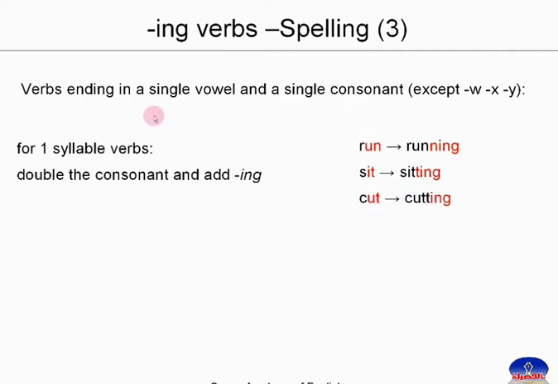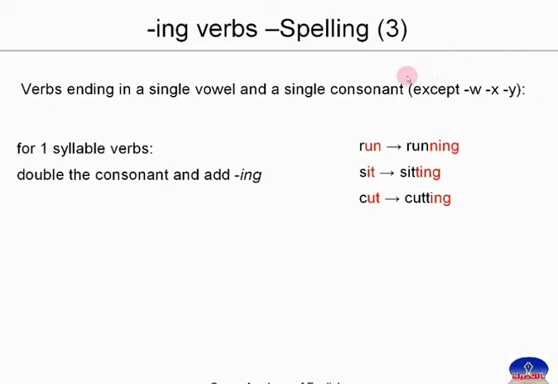So here we say verbs ending in a single vowel. Well, here the single vowel is the letter U. There's just one vowel at the end. And the single consonant is the letter N. And it isn't a letter W, X or Y. So we follow this rule here. So we double the letter N and we add ing.